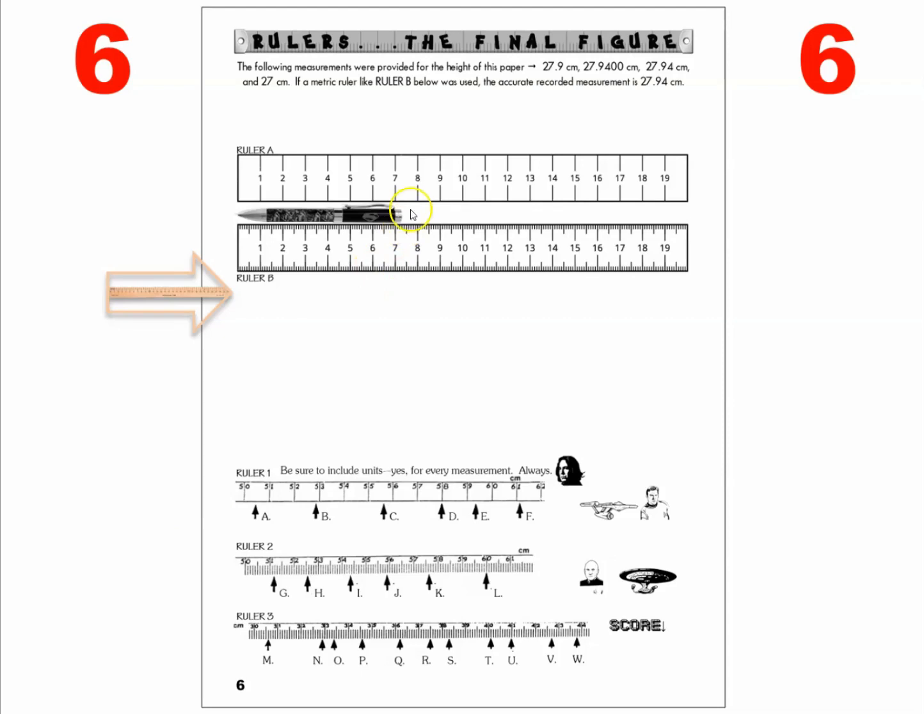Next, you're going to practice your measuring skills. Rather than having a ruler go to the full length of an object, here we just have arrows pointing to the space that you would assume something had been lined up to. You're going to record the measurement in the space below. Be sure to include units, yes, for every measurement, always. Do this for rulers 1, 2, 3, or in other words, A through W measurements.